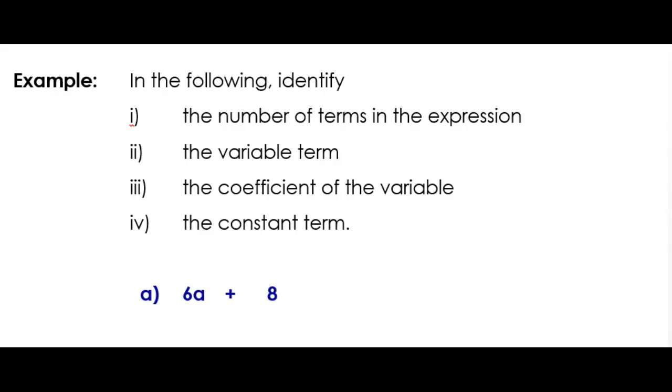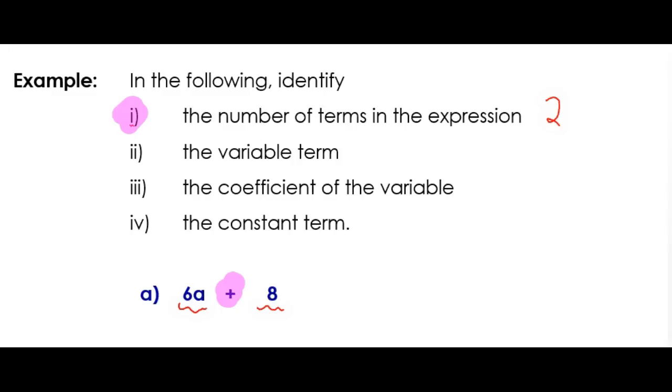Okay, so in this example, I'm asking you to identify the number of terms in the expression, the variable term, the coefficient of the variable, which I didn't speak about, but I will in this case, and the constant term. All right, so looking at this first example here, I can see that I have 6a plus 8. And so the first question asks me what the number of terms is. Remember, terms are separated by addition or subtraction. So when I look at this, I can see that I have a term in 6a and I have a term in 8. And so the answer to the number of terms in the expression is that there are 2 terms.